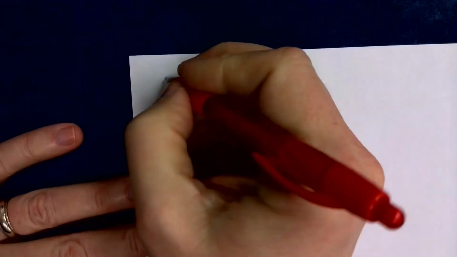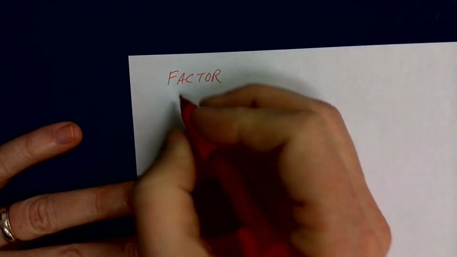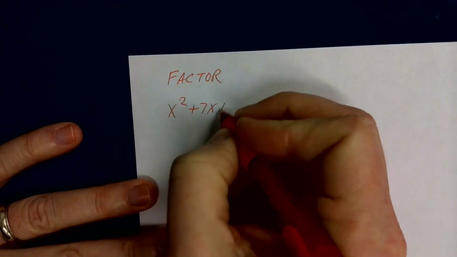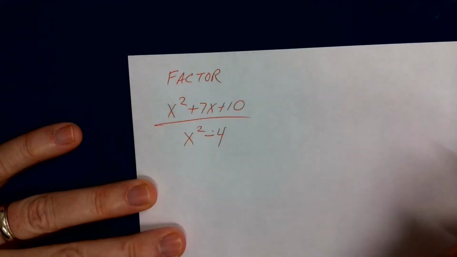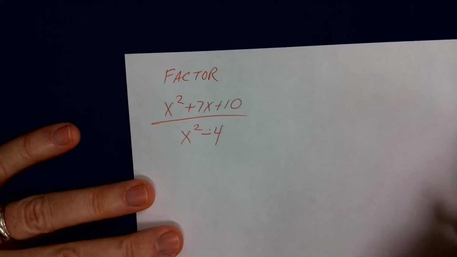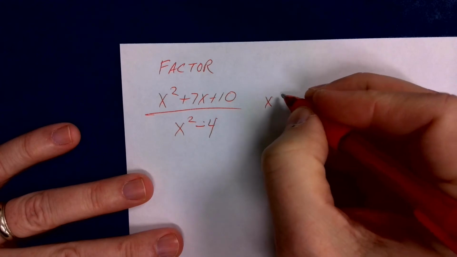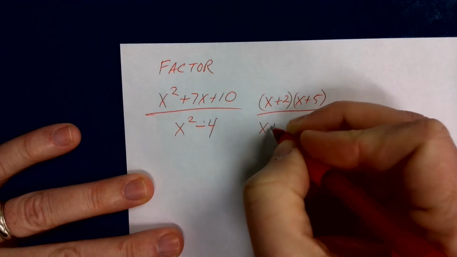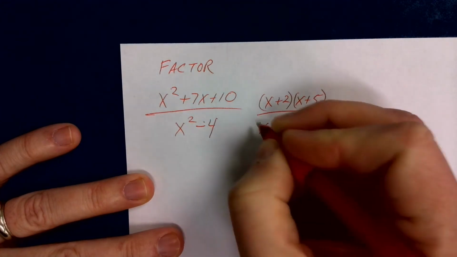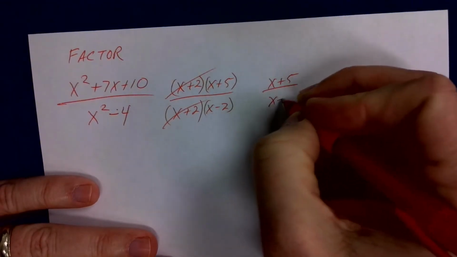So what are some of the other things that you guys have to be able to do on this test? You have to be able to factor, and you have to be able to factor for an understanding. So let's say that I had this one, x squared plus 7x plus 10 over x squared minus 4, something like that. Well, I want to be able to know what's undefined, or I want to be able to simplify this. Well, this becomes x plus 2 times x plus 5 over x plus 2 times x minus 2. Well, the x plus 2 cancels each other, and it simplifies into x plus 5 over x minus 2.